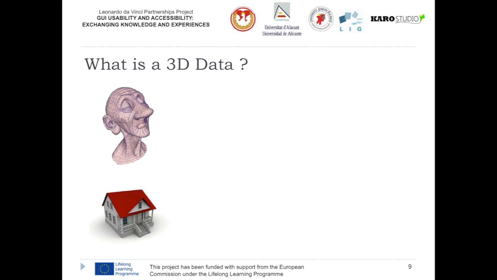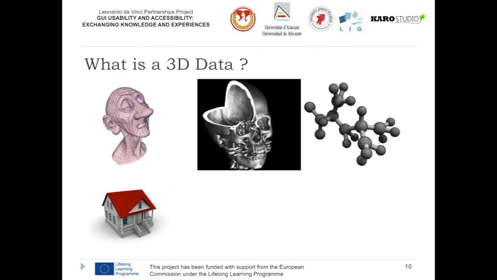The polygons can be seen on the head representation, while not on the house, which has a more realistic representation, also called realistic rendering. Here, the objects are empty, so only the surface is defined. Volumetric data are represented here by the skull and the molecules. In that case, the data doesn't define the surface you see, but the displayed surface is computed from the data.